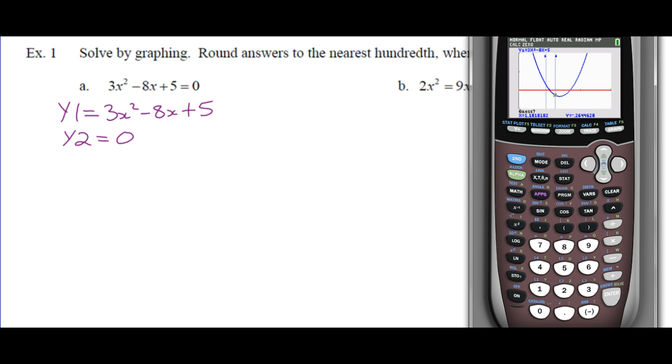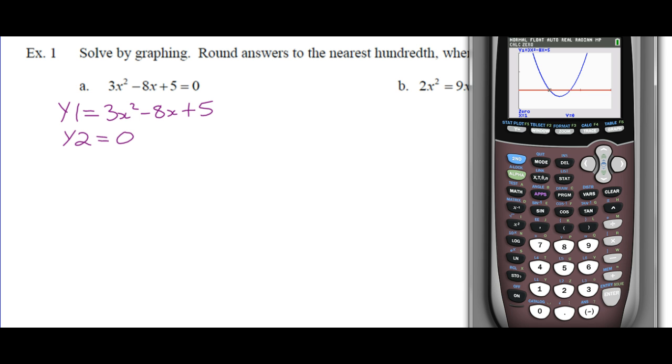Hit enter. Then it wants a guess, because there are 2 zeros here, but it's basically saying I'm going to look somewhere between here and here. So I'm just going to move till it's about at the 0, and hit enter. And we say, oh, there it is. The 0 occurs when x equals 1. And that's what we want. The solution is not the y value. We know the y value is 0. We want the x value.